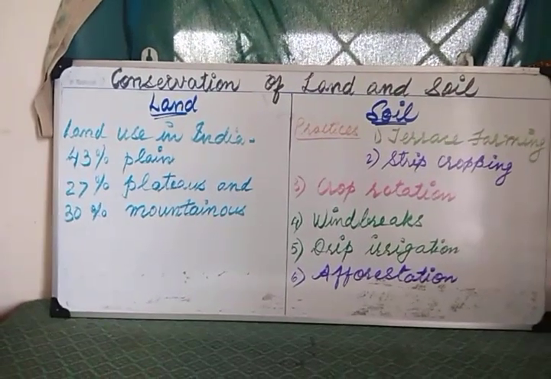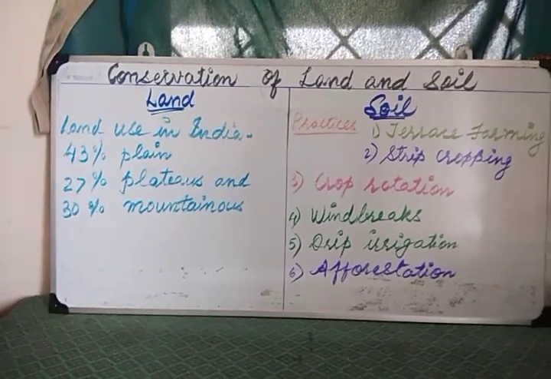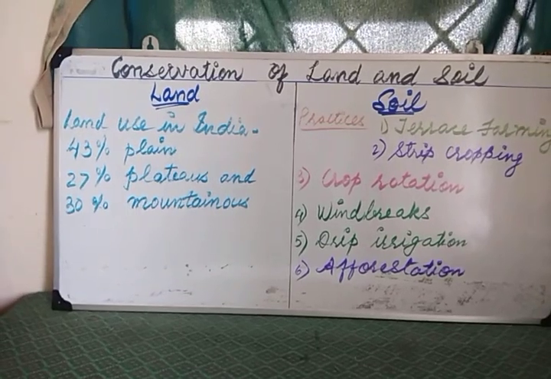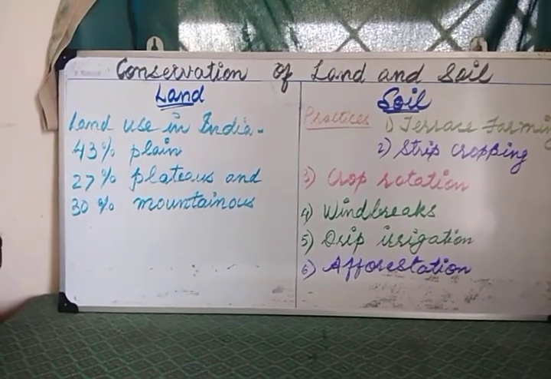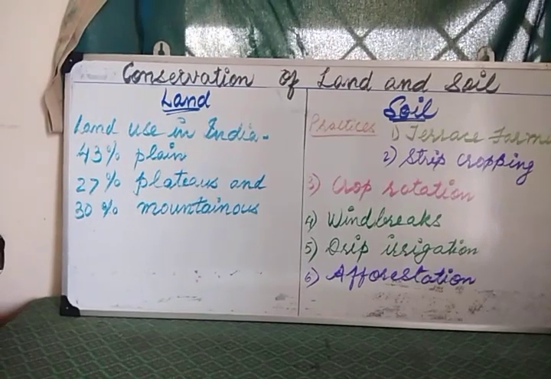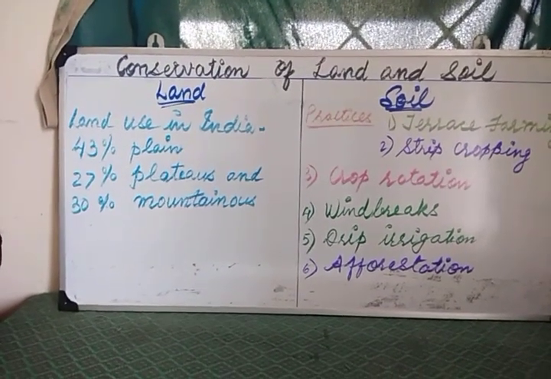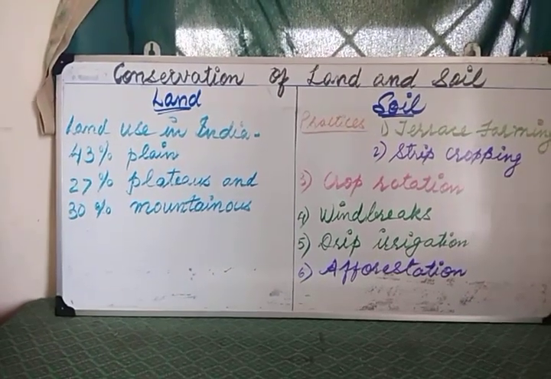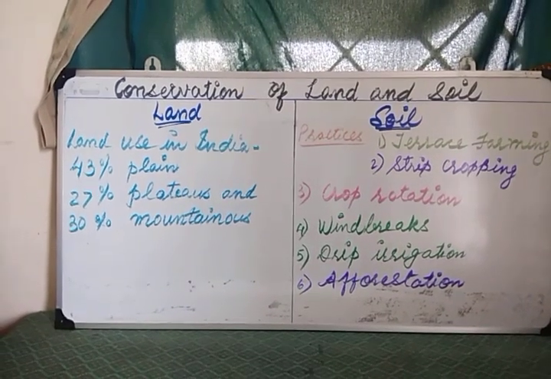More and more forests are being cleared to make way for agriculture and human settlements. Permanent pasture and grazing land need to be increased to feed the large livestock population in the country. This is the use of land, but it needs to be conserved.